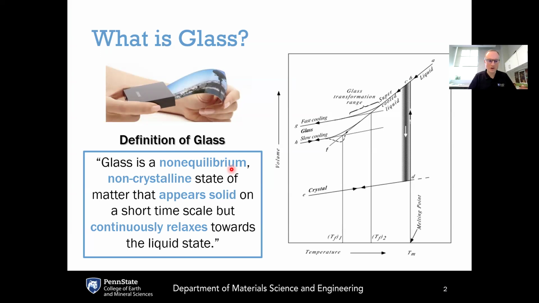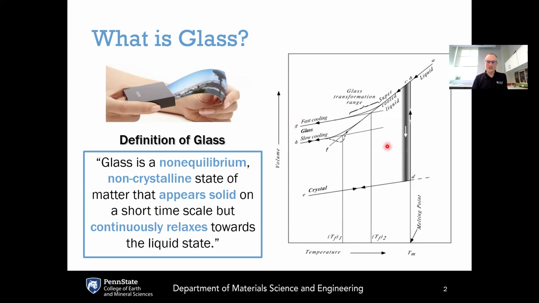So let's start by reading the definition. Glass is a non-equilibrium, non-crystalline state of matter that appears solid on a short time scale, but continuously relaxes towards the liquid state. Whatever do you mean, Dr. Barrow? Let's find out. So let's walk through this step by step.